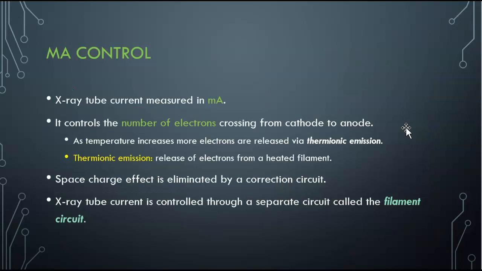MA control. X-ray tube current is measured in MA. It controls the number of electrons crossing from the cathode to the anode. As the temperature increases, more electrons are released via thermionic emission. Thermionic emission is the release of electrons from a heated filament. The space charge effect is eliminated by a correction circuit, okay? So the X-ray tube current is controlled through a separate circuit called the filament circuit.